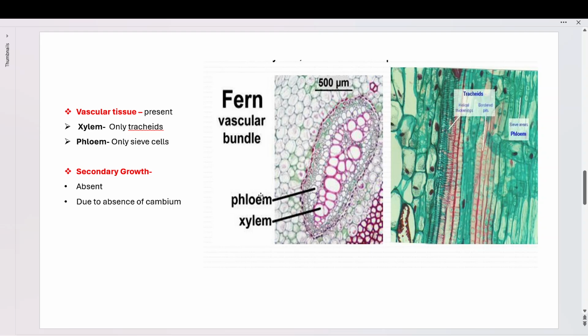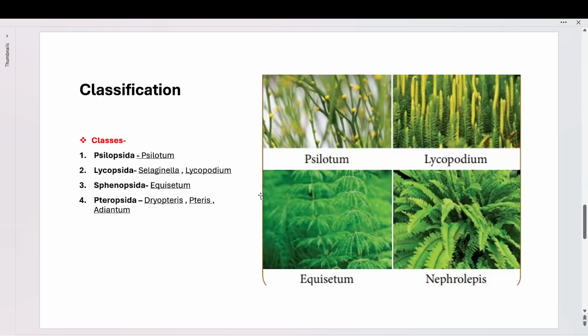Okay. And next characteristic is secondary growth. One important characteristic is that secondary growth is absent in the pteridophytes. Why? Because cambium is absent. Because cambium is responsible for the secondary growth. So, cambium absent, secondary growth is also absent.